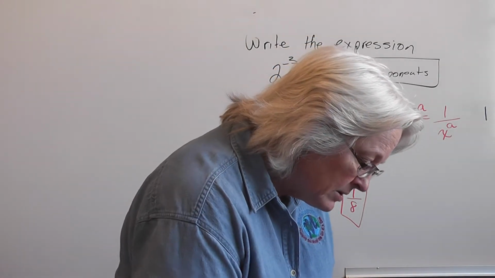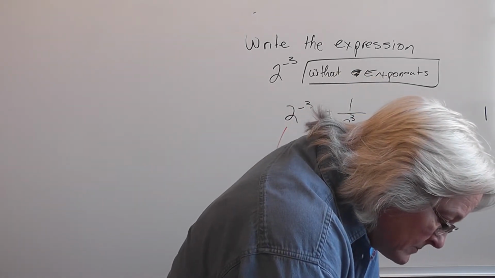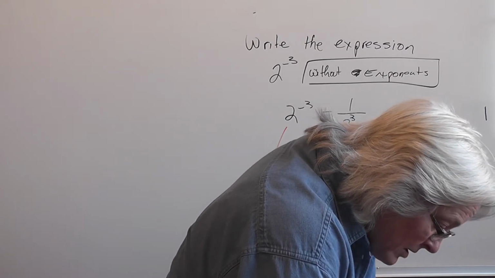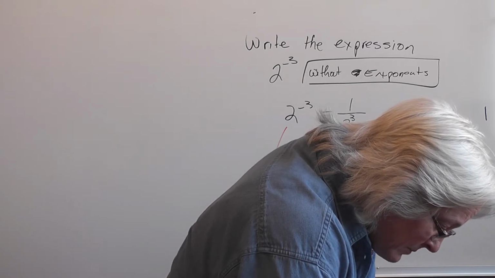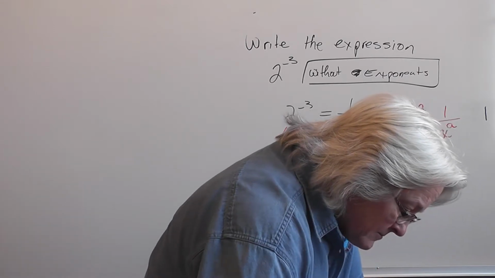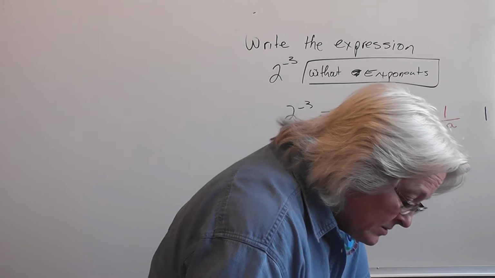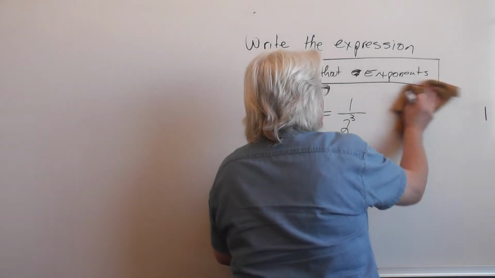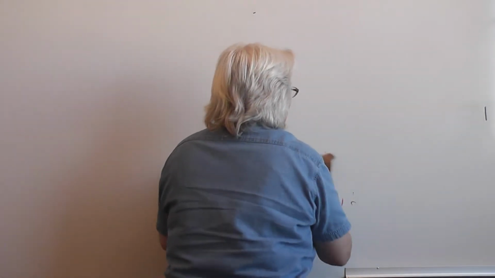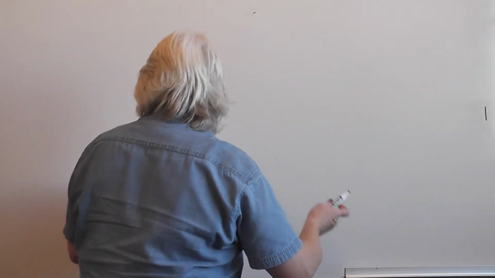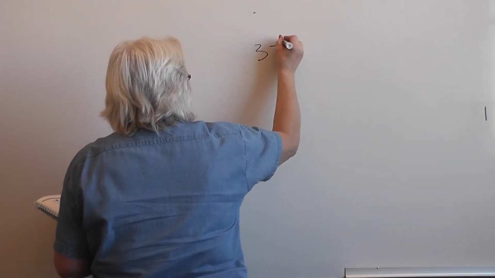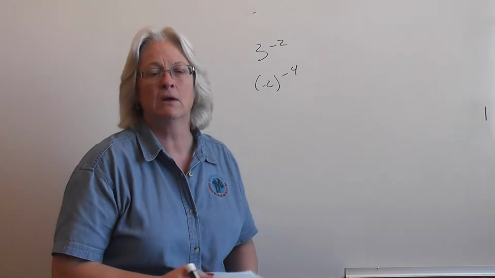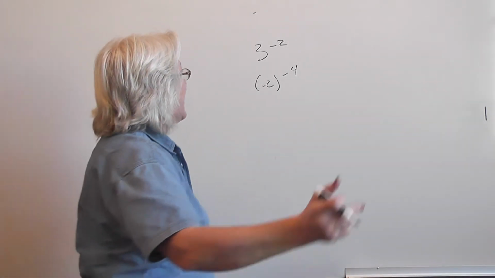Let me pick one at random from your homework, and I want to look at, write each expression here without exponents. Let me do two of these. 3 to the minus 2 and negative 2 to the minus 4. And then I guess if I want to do that, I should probably go ahead and erase the board so that I can go ahead and have a clean space to write on. I have 3 to the minus 2, and I have negative 2 to the minus 4. We want to write each expression without exponents.